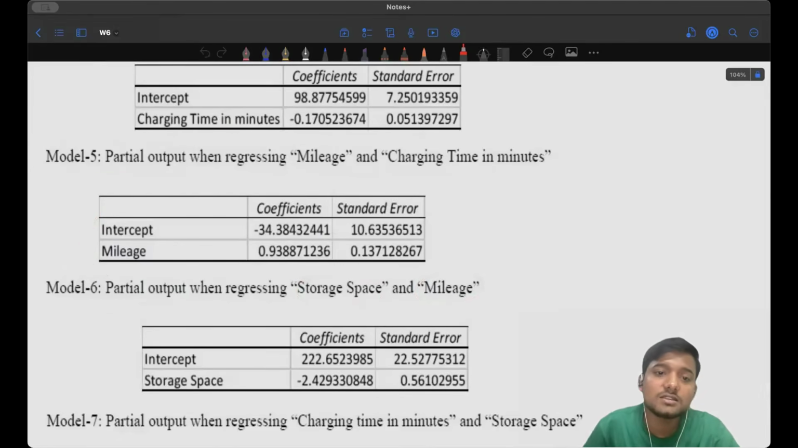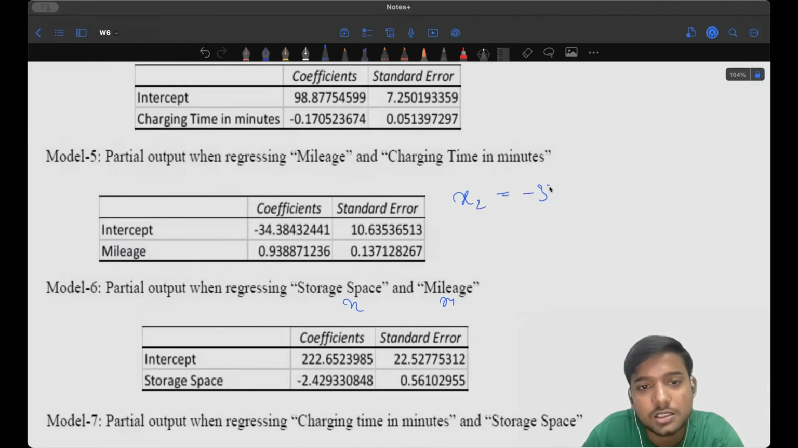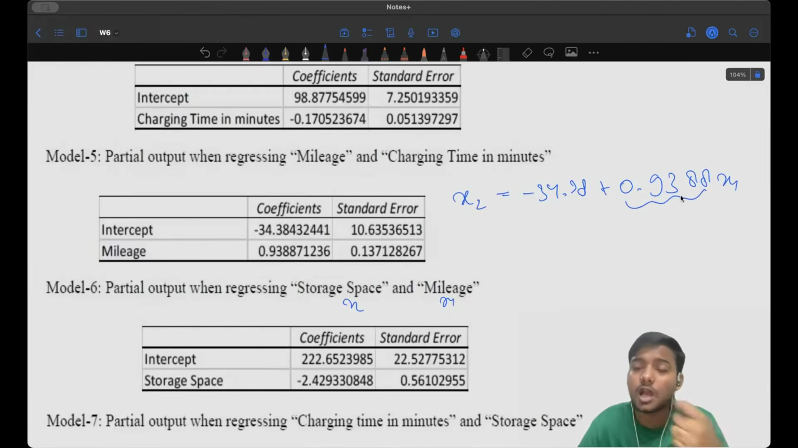Now, how do we see how this is changing? From here, you can see that if this is going to be my equation, first of all, I am replacing this by x1 and this by x2. So this is what we have: x2 is equal to minus 34.38 plus 0.9388 x1. And if you remember, how did we used to interpret betas? If I change 1 unit of x1, beta units will change in x2. This is the definition. So if I change x1 by 1 unit, x2 is supposed to update by 0.9388.